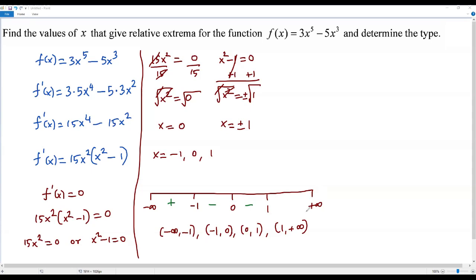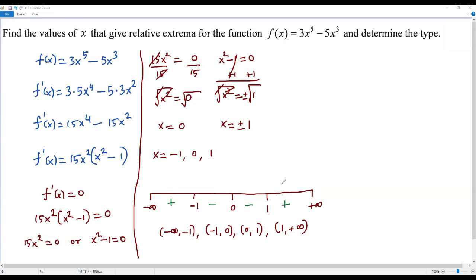Okay, now let's check the fourth interval, that is (1, positive infinity). For that we have to choose a random value in the fourth interval, that is 2. Now I have to plug in x equals 2 into f prime of x. So it's 15. And when I plug in x equals 2 into this x squared, 2 squared is 4. So 4 minus 1 is 3. So all these three numbers are positive, so the product of all these three numbers is also positive. That is, in the fourth interval, f prime of x is positive.